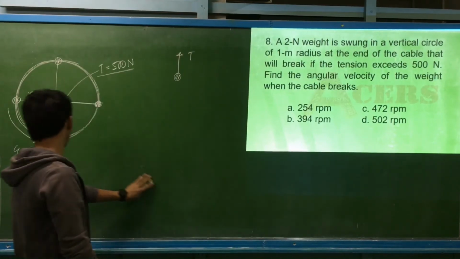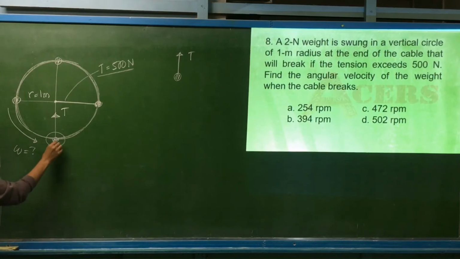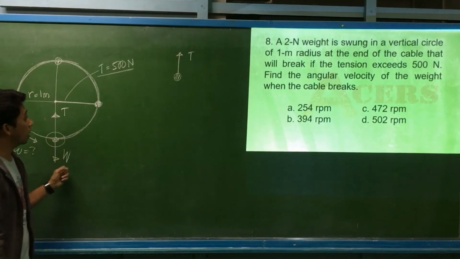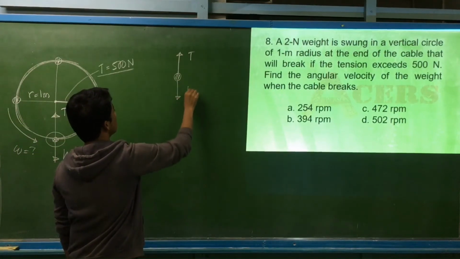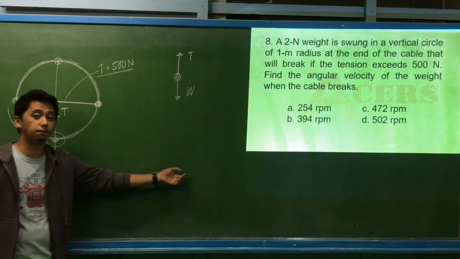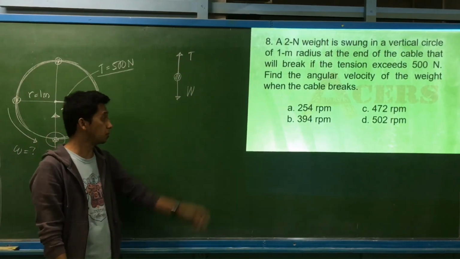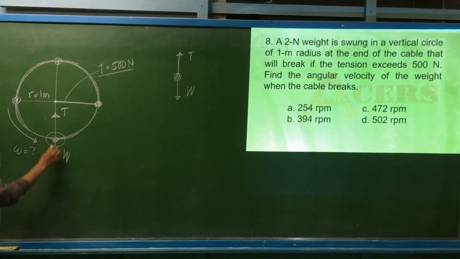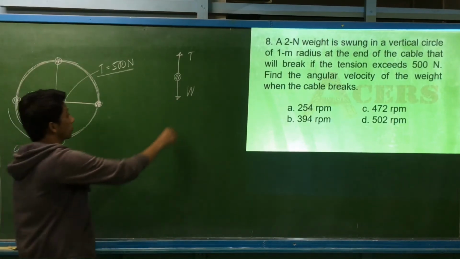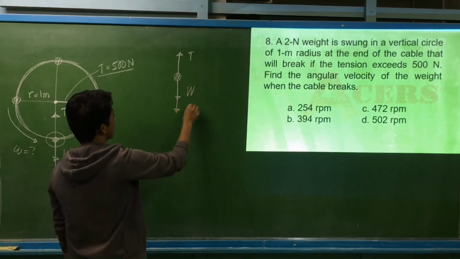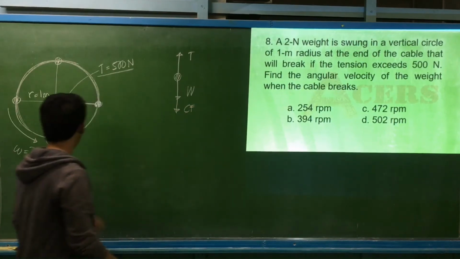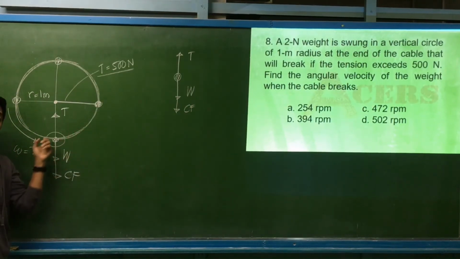What is the direction of the weight? The direction of the weight is always downward. Other than the weight and the tension, we are to consider the centrifugal force, since that is a circular motion. What is the direction of the centrifugal force? Centrifugal force is always away from the center. So we assume that the centrifugal force is also downward. That's why if the object is on the lowest portion of the circle, the tension is maximum.